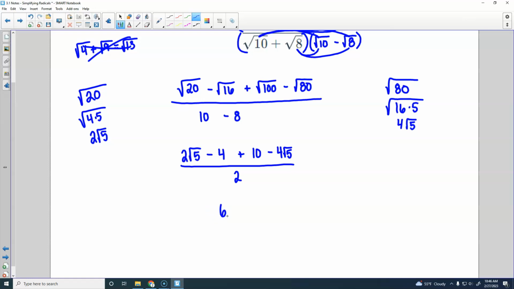And can I combine anything else? If I have a 2 square root of 5 and a negative 4 square root of 5, those are like having a 2x and a negative 4x. We can combine those.